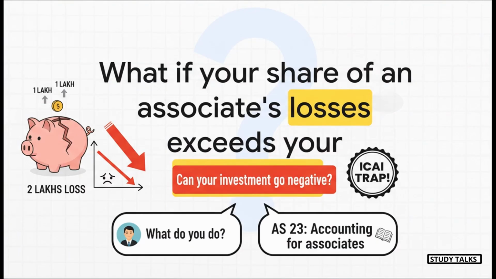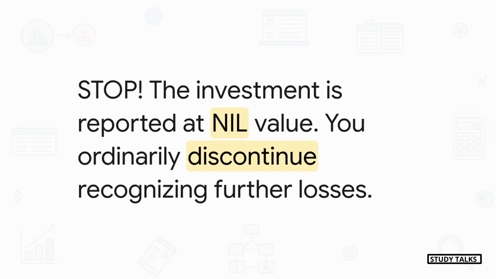Let's say your investment has a carrying value of 1 lakh in your books. The associate has a terrible year, and your share of their loss comes out to be 2 lakhs. Uh-oh, what do you do now? Can your investment go to a negative 1 lakh on the balance sheet? And the answer is a hard stop. You hit the brakes. The investment's value is reduced down to 0, and that's it. Your investment cannot go negative. Think of 0 as an absolute floor. It can't go into the basement. You simply stop recognizing any further losses.